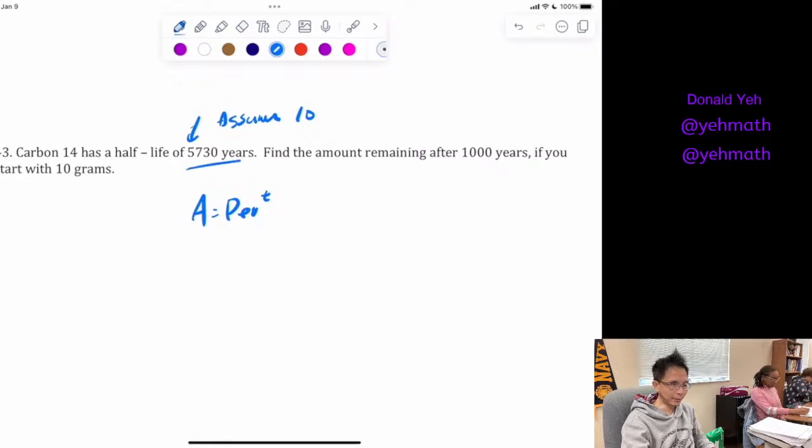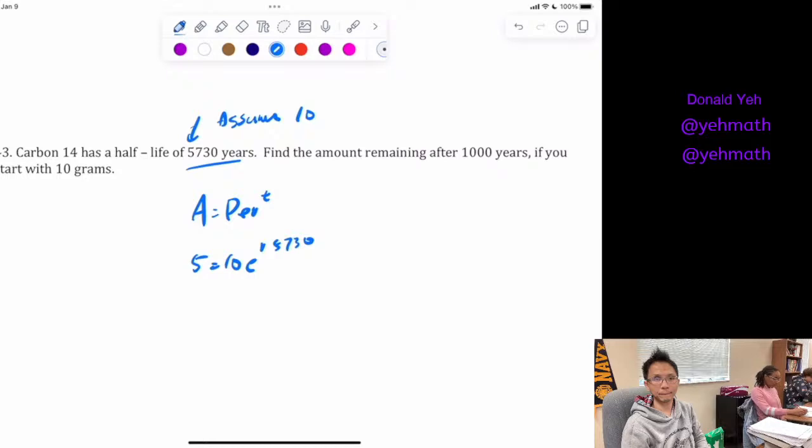It takes 5,730 years to halve. So this one is going to be 5, this one is going to be 10. It should be e^(kt), but that's fine. The t is how many years? 5,730 years. Does that make sense? Yeah.